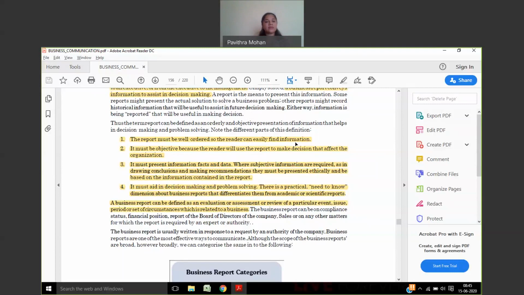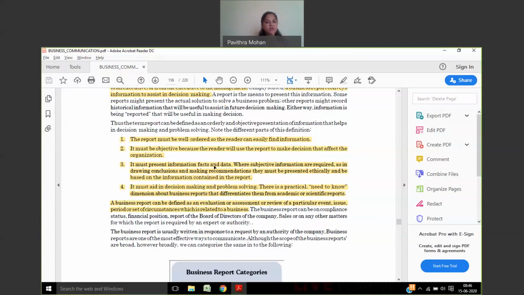The next one is, it must be objective, because the reader will use the report to make decisions that affect the organization. So the information you give should be objective. It shouldn't be something that is vague. It should be crisp. Only the information about what has happened in the organization should be provided. You can provide it in the form of tables, pie charts, bar graphs, line graphs, whichever way you want, but the information should be objective. Okay, actuals.